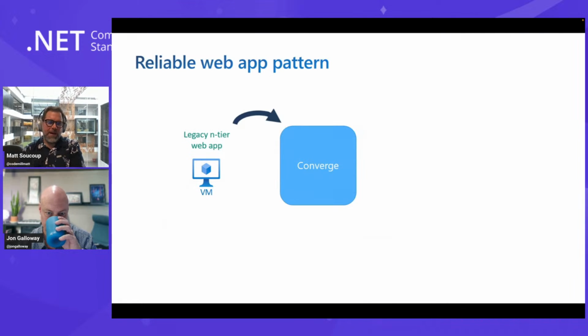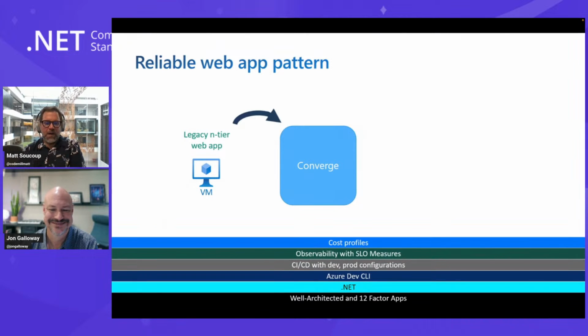So with the reliable web app pattern here, we're going from a legacy app, whether it's running on a virtual machine already in Azure or on-prem, and we're just converging to the cloud. We're getting everything up and popping it in the cloud. And we're going to talk about all the patterns underneath, at least for this part. We're going to obviously use .NET because that's what we know and love, based off Well-Architected and 12-factor apps.